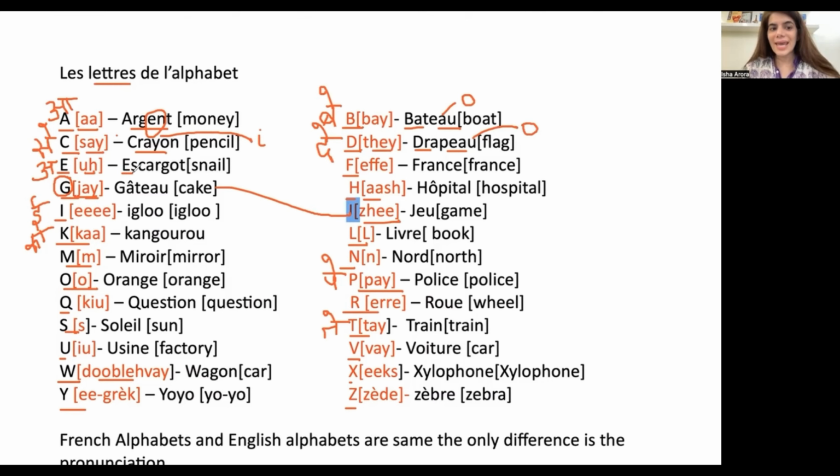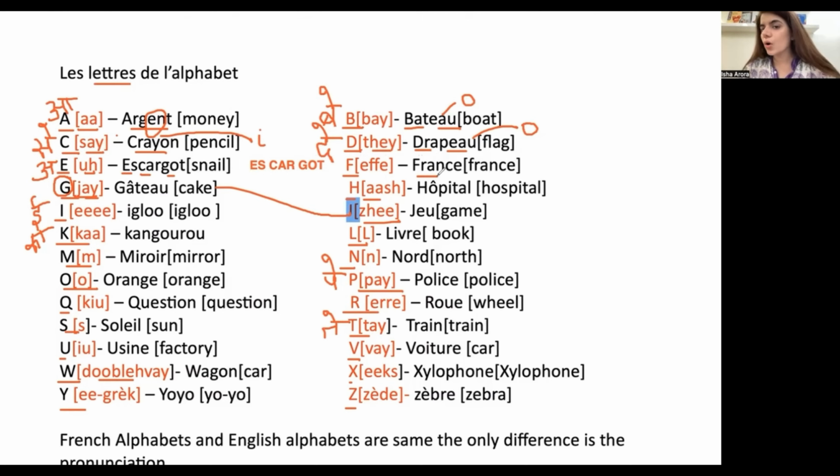Next, escargot. Always remember that the last consonants are not pronounced in French. Okay. Now, escargot. Escargot. We break the word and read it to make it easy. Escargot. Escargot. Now, the next word is France.